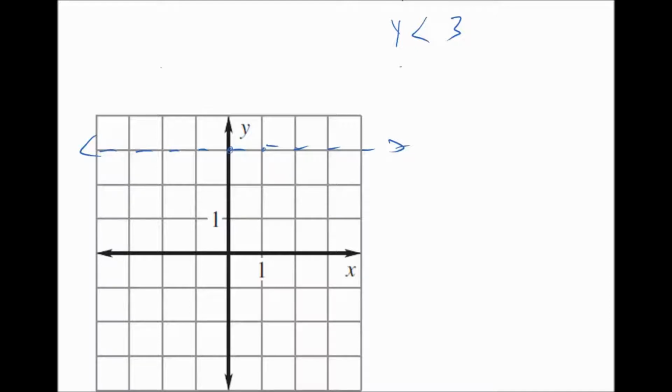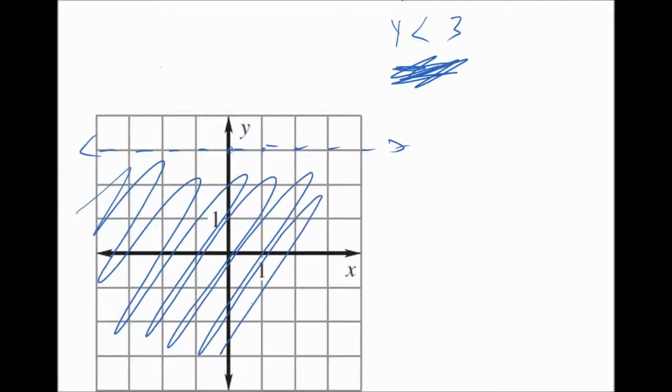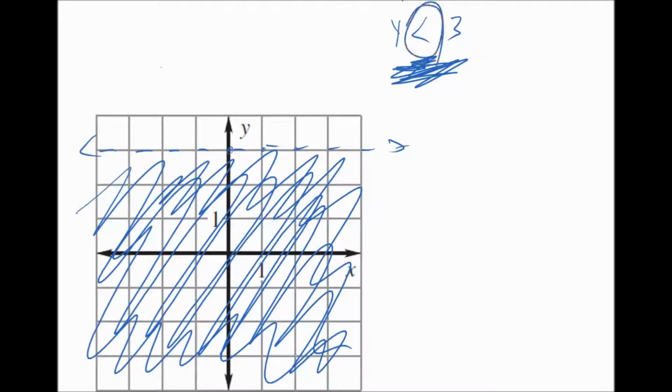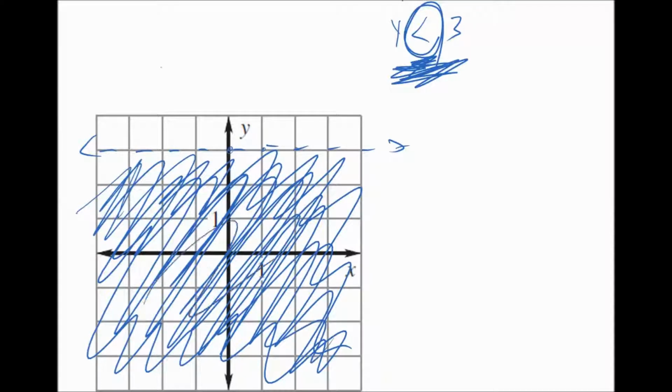Also, when you think about y being less than 3, where is y going to be less than 3? It's going to be less than 3 in all the parts of the graph that are less than 3, so down here. So two things: first, it's a dotted line because it's just a less than, and second, we color in this entire spot below. Okay, let's try another one.